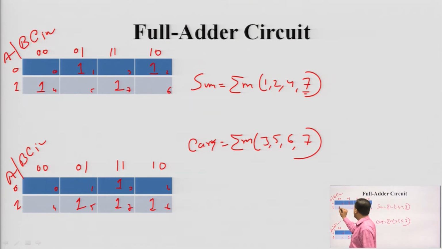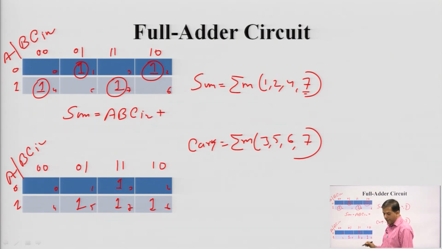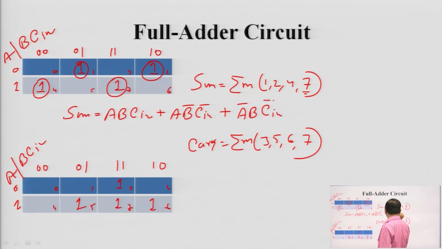So, all will be individual, this will be individual, this will be individual, this will be individual and this will be individual. So, after solving the K map, the value of sum will be a b c in plus a b bar c in bar plus a bar b c in bar and a bar b bar c in.